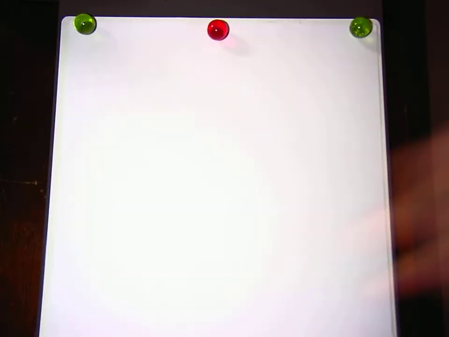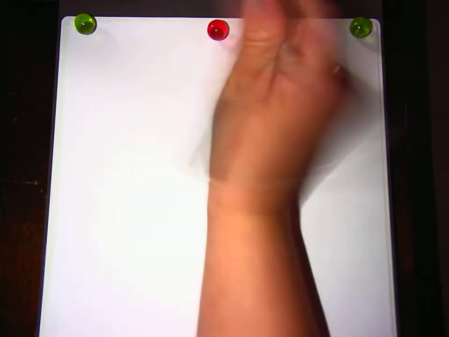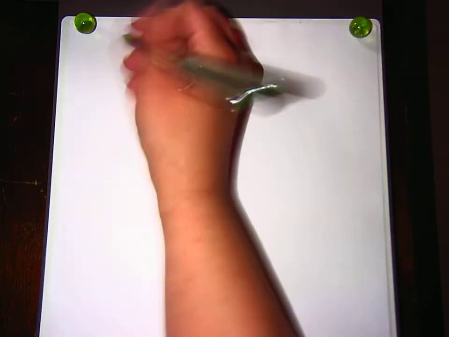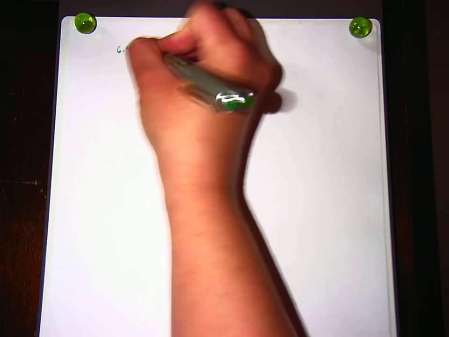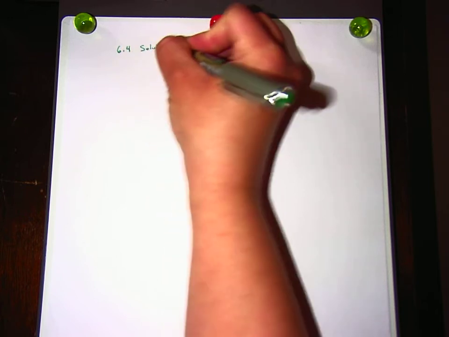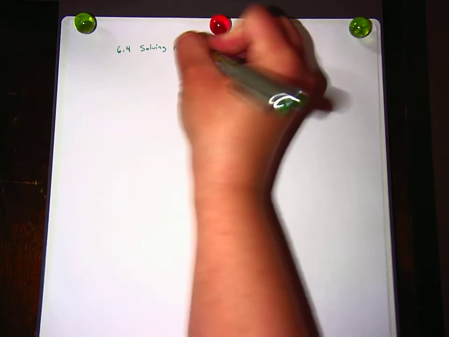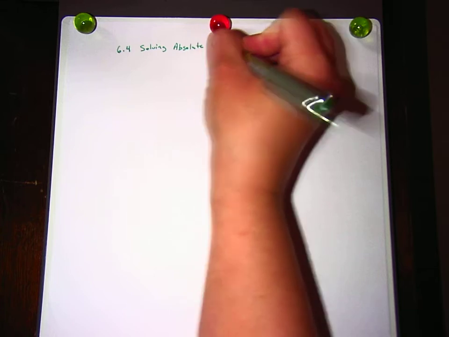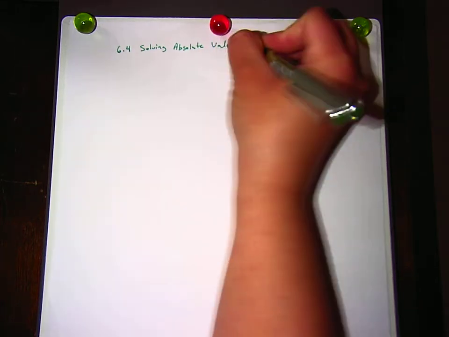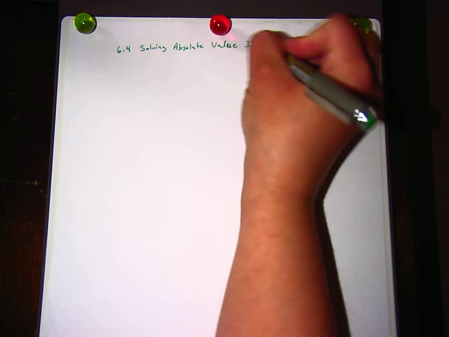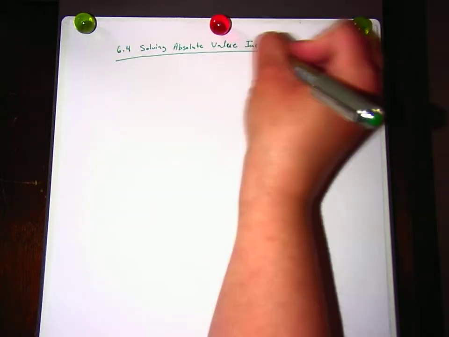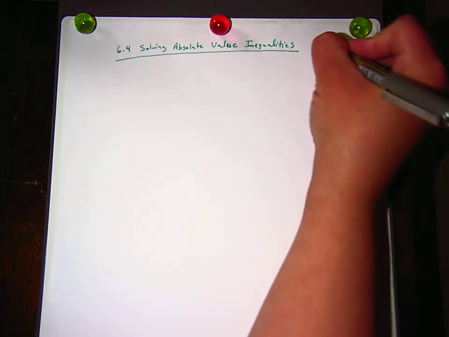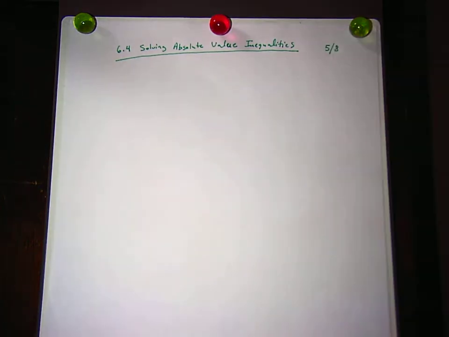Okie dokie. So today we're going to be really direct, go right into the lesson. 6.4, solving absolute value inequalities. Today is 5/8. Okay.